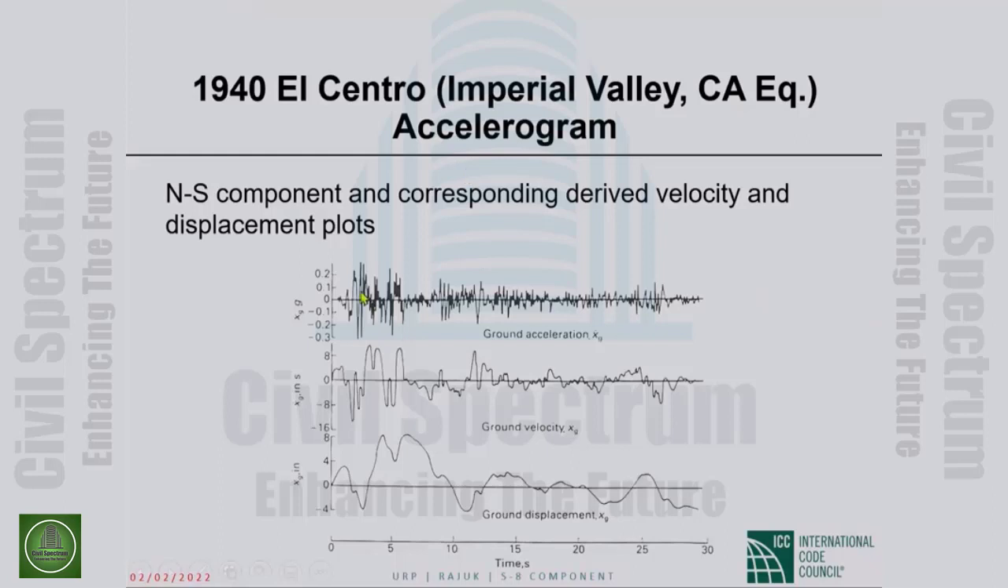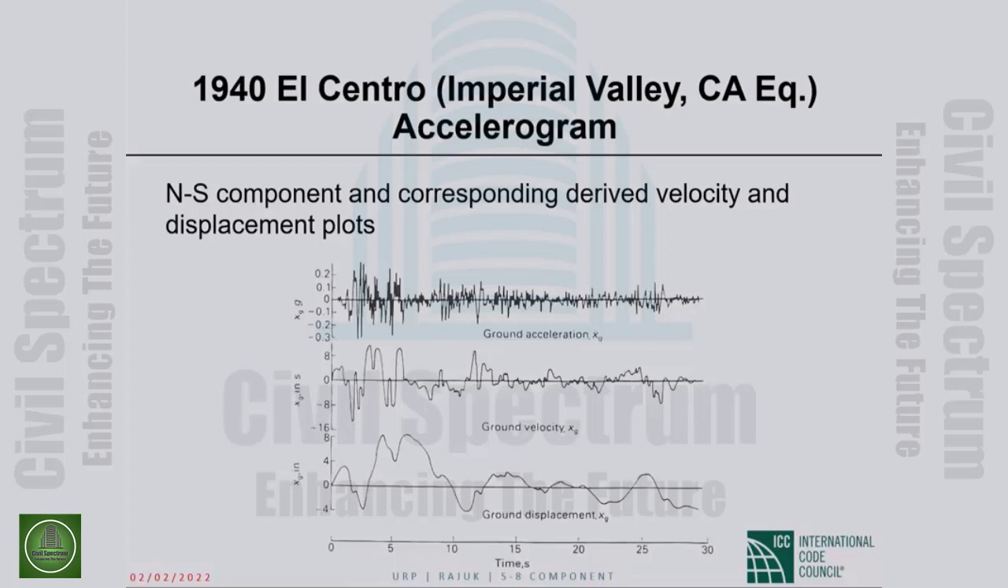So if you look at the accelerogram, the only word that describes it is erratic. It's erratic. Back and forth motion of the ground. Okay, so there is really not a lot of pattern to it, except that it goes up and down. Okay, so the acceleration increases, it decreases.